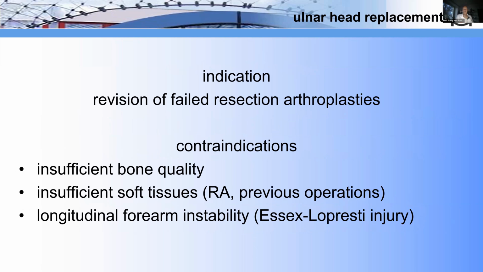Contraindications are insufficient bone quality to allow for osseous integration, insufficient soft tissues to stabilize the whole system with the original soft tissues, especially after several previous operations or in rheumatoid patients, or longitudinal forearm instability following Essex-Lopresti injuries, because in these patients, that small distal flap will not restore the complete forearm stability.